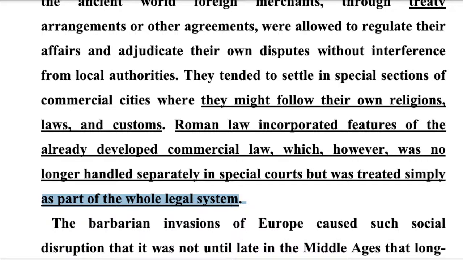Interesting. So instead of having special sections of commercial cities where they follow their own religions, laws, and customs, Roman law incorporated the features already developed in commercial law, which, however, is no longer handled separately in special courts, but was treated simply as part of the whole legal system.